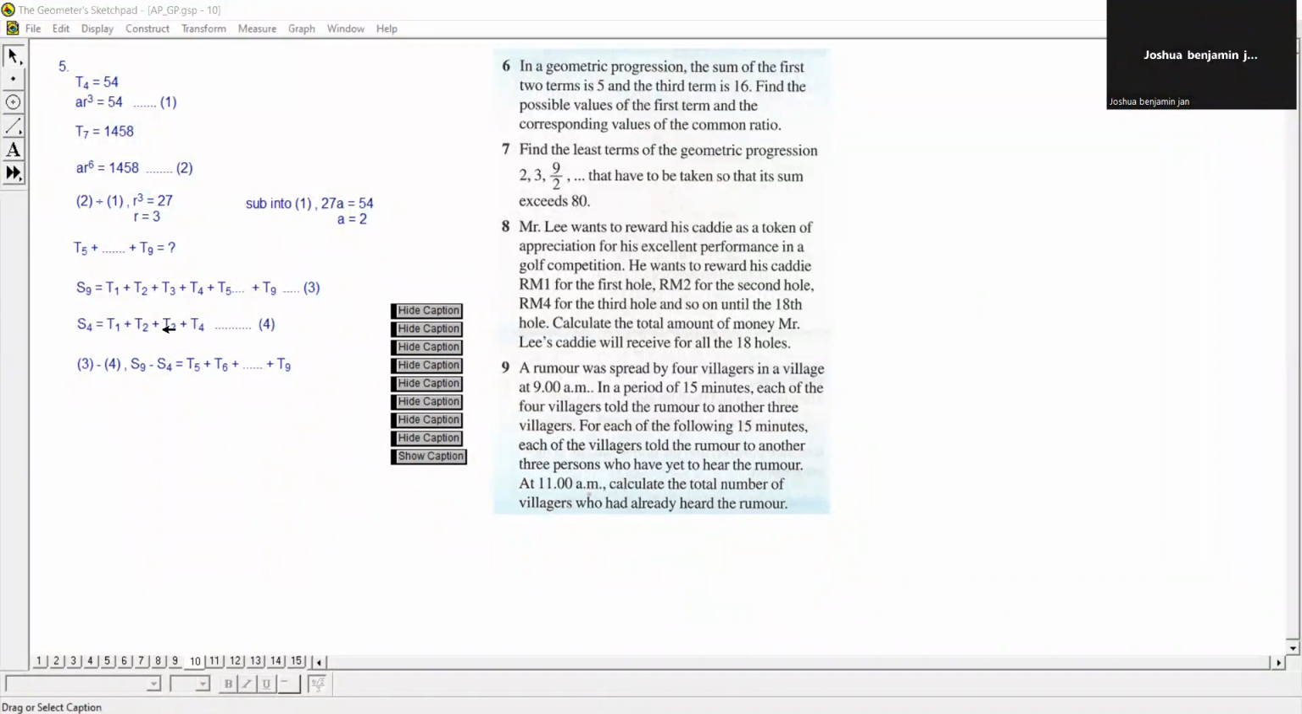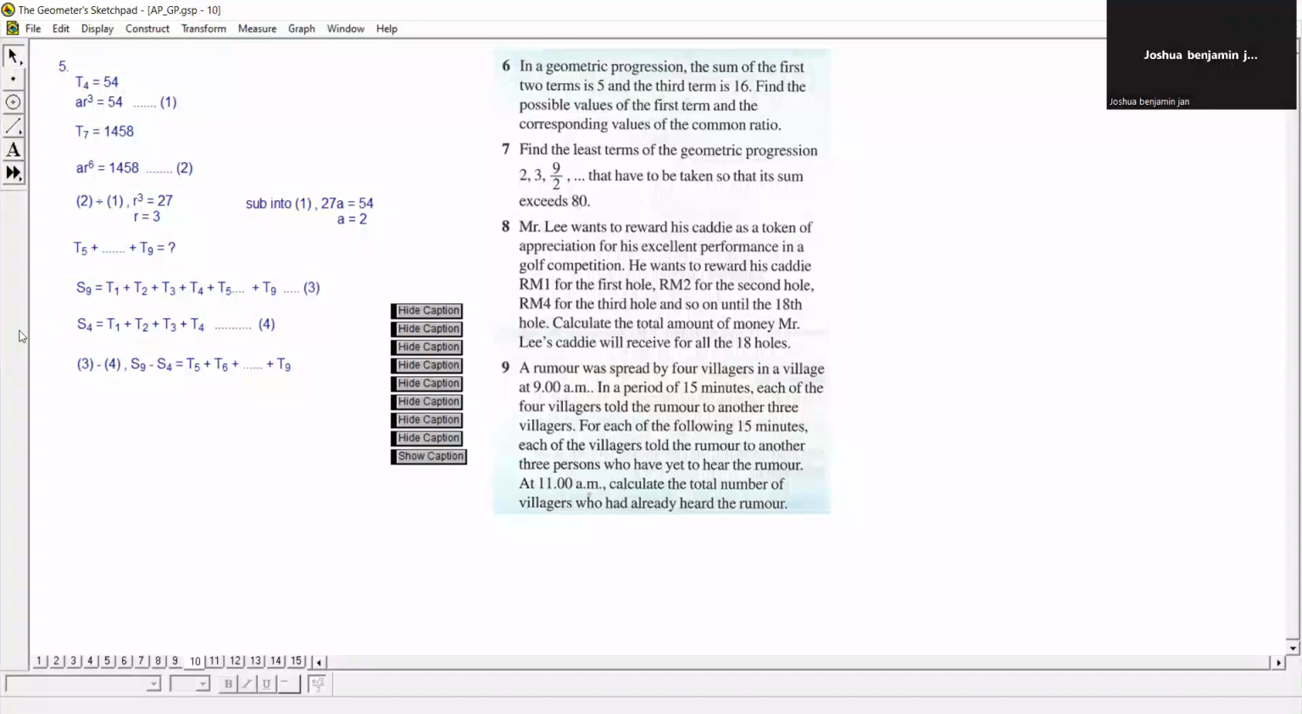Okay. Now, what we want to find is not our usual first n terms. What we want to find is this one. From the fifth term until the ninth term, you take S5, you cannot get this. You take S9, also you cannot get this. So in order to get from 5 to 9, I write out the first 9 terms, 1 until 9.